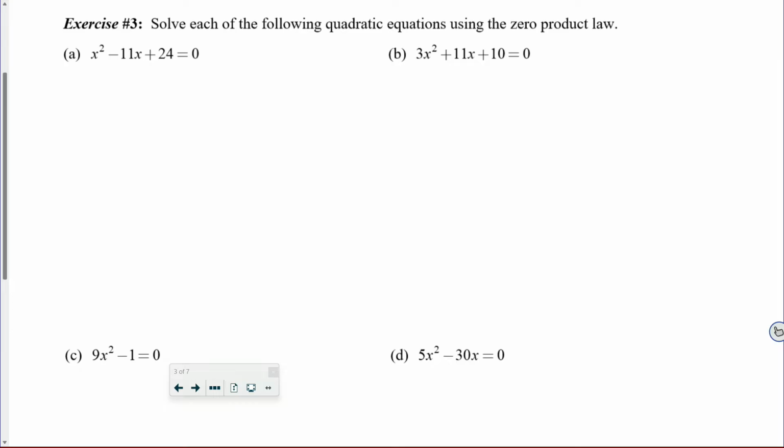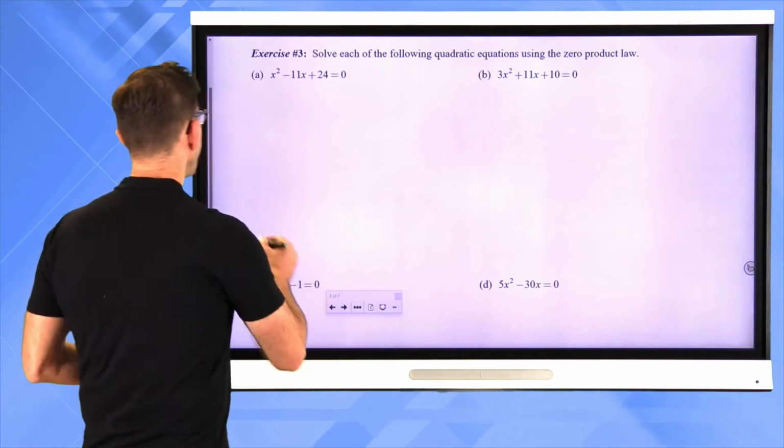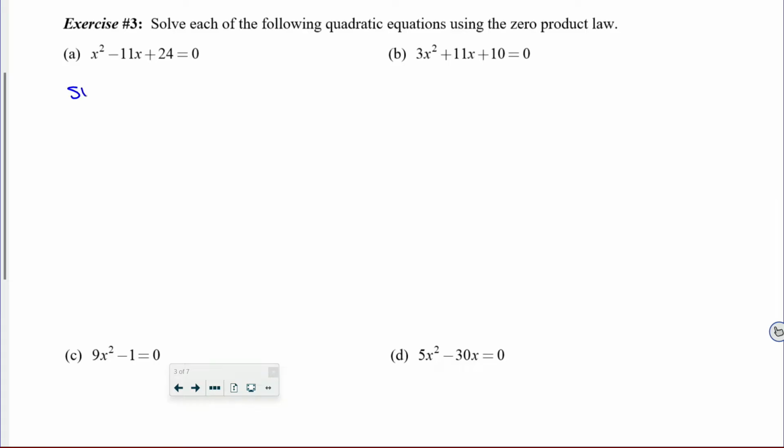We have x squared minus 11x plus 24 is equal to 0. So we need to factor this simple quadratic, right? And this simple quadratic, we're looking for 2 numbers, right, that have a sum equal to negative 11 and a product equal to positive 24, right?